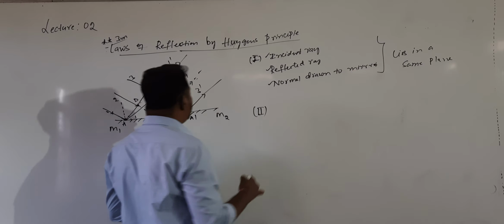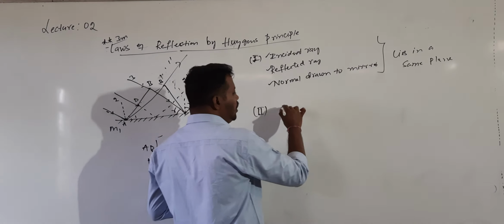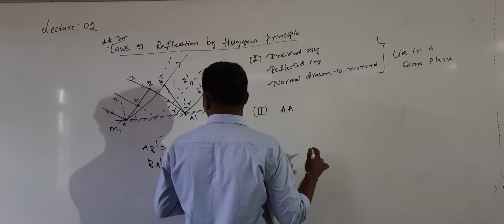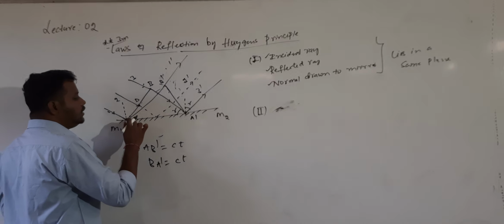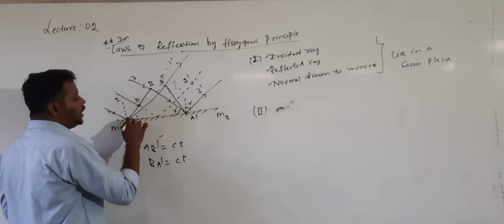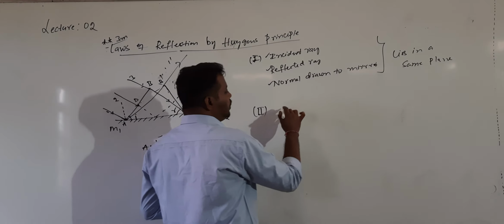In order to prove the second law of reflection, what are the triangles I need to consider? This angle value, don't forget this, is equal to i. Here the triangles, which one?